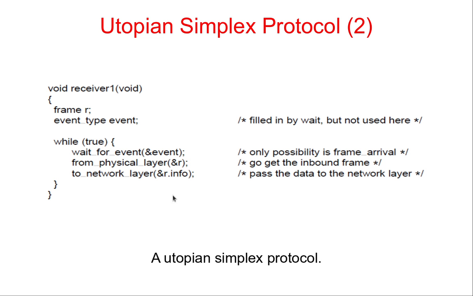So whenever such an event occurs, the data link layer will go to the physical layer to accept the frame into a variable r. Whatever frame is received, the header and trailer of that will be discarded, and the payload part of that, r.info, that is the packet buffer, will be transmitted to the network layer as a packet.